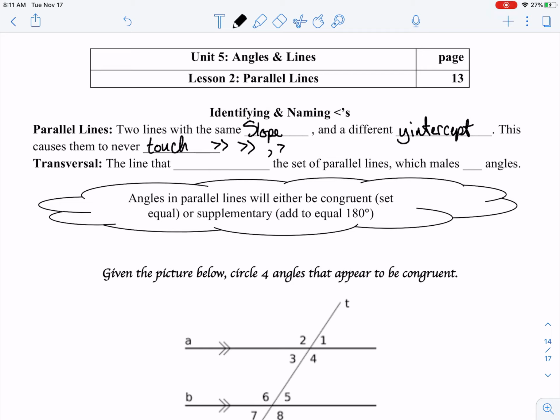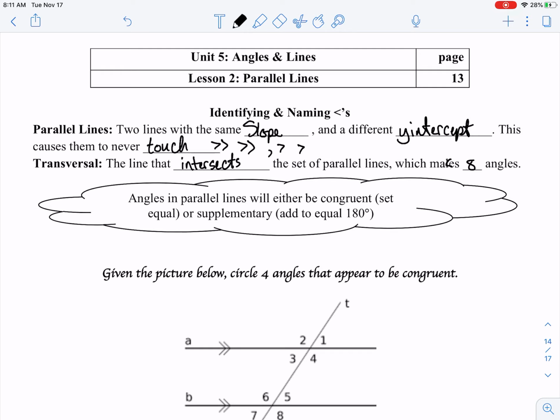If you see one that only has one line, that's okay. So these symbols are just letting you know that lines are parallel. Now, transversal is the line that intersects, cuts the parallel lines, and it makes a total of 8 angles, okay?